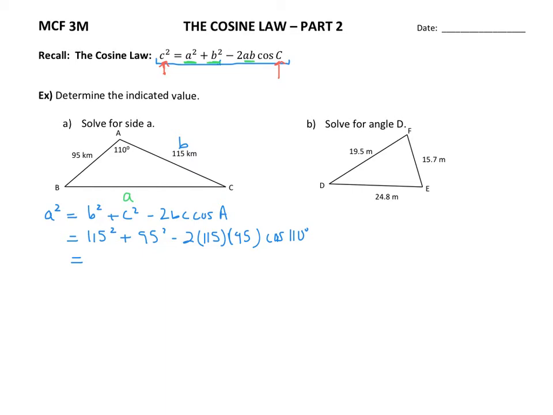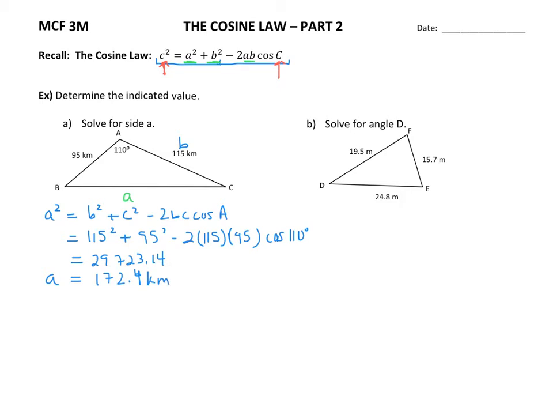And I get a really big number here. I get 29,723.14 roughly. And then to get A by itself, we're going to square root that, and that gives me 172.4 roughly kilometers, or about 172 kilometers if we round to the nearest kilometer.